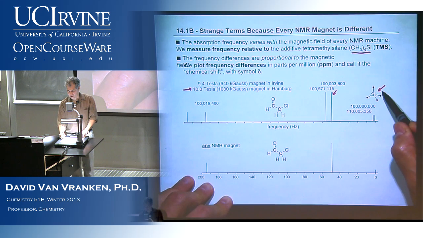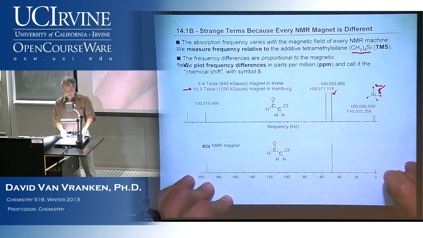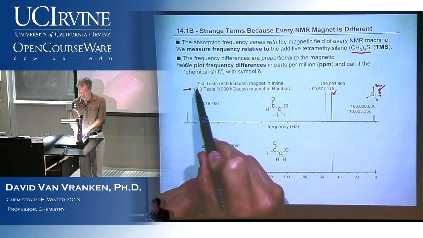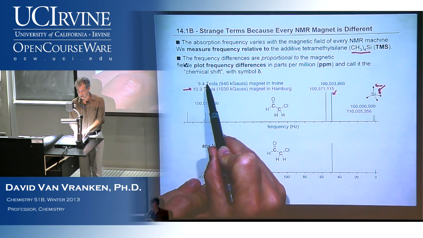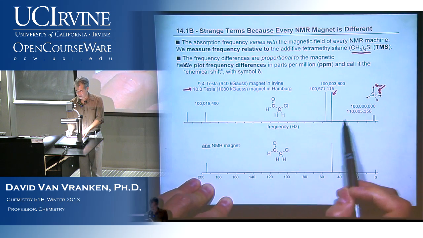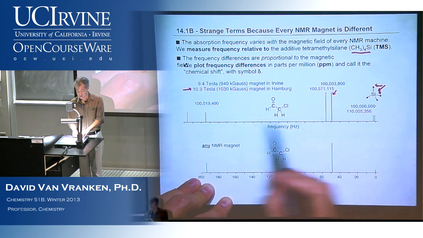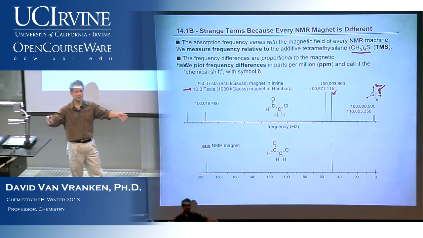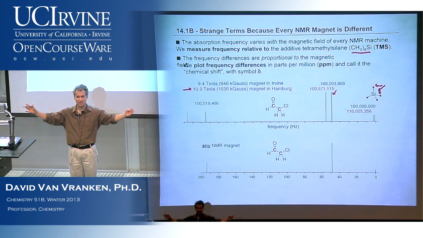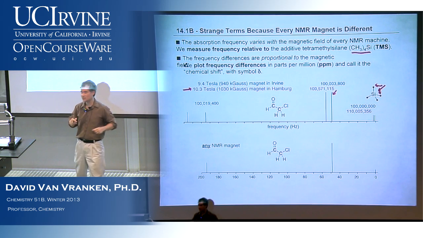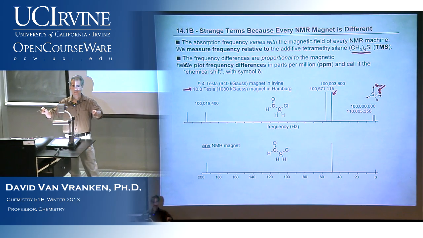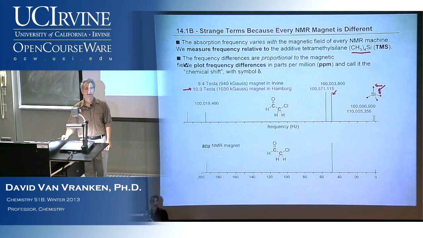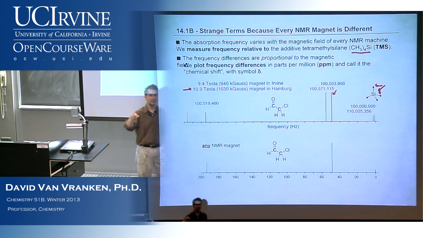And you're not seeing the silicon. I'm sorry, you're actually seeing the carbon atoms. That's what I meant to point at. Now, here's the important point. If I've got a magnet that's 10% stronger in Hamburg than in Irvine, then all the frequencies will be 10% larger. So if I can just divide by that 110% to normalize things, if I could just squeeze that spectrum or stretch the other spectrum, everything will overlay perfectly. If you adjust for the magnetic field strength, everything will overlay perfectly.